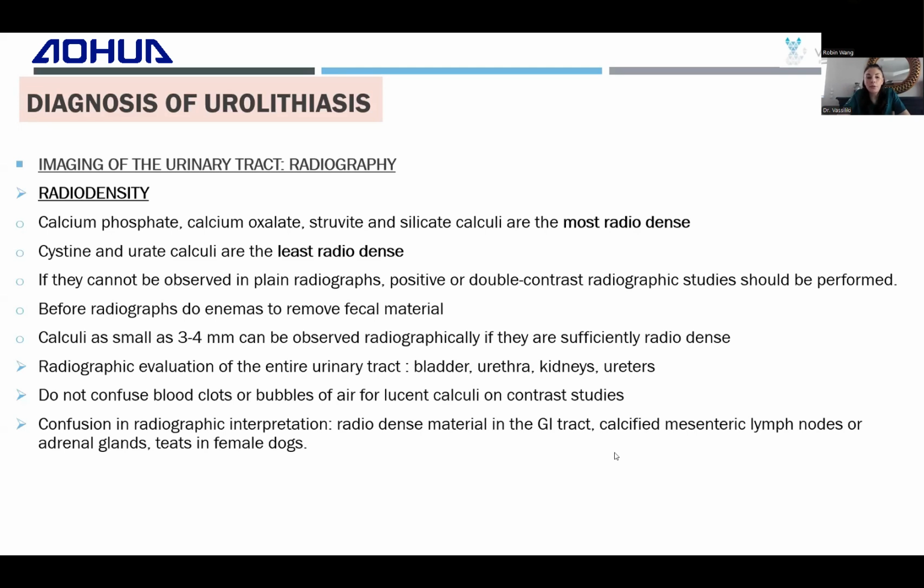Let's say, for example, that we have radiographs as our first choice. So let's talk about radiodensity, because these uroliths are different in radiodensity. We have the calcium phosphate, everything that contains calcium, they're very, very radiodense. Calcium phosphate, calcium oxalate, struvite, and silicate calculi are the most radiodense. Cystine and urate, you might miss them.